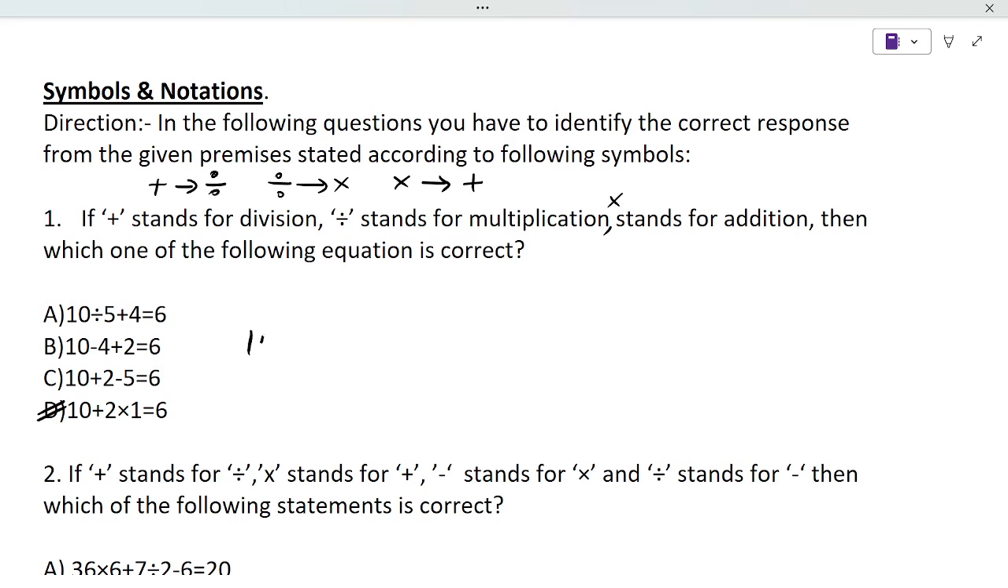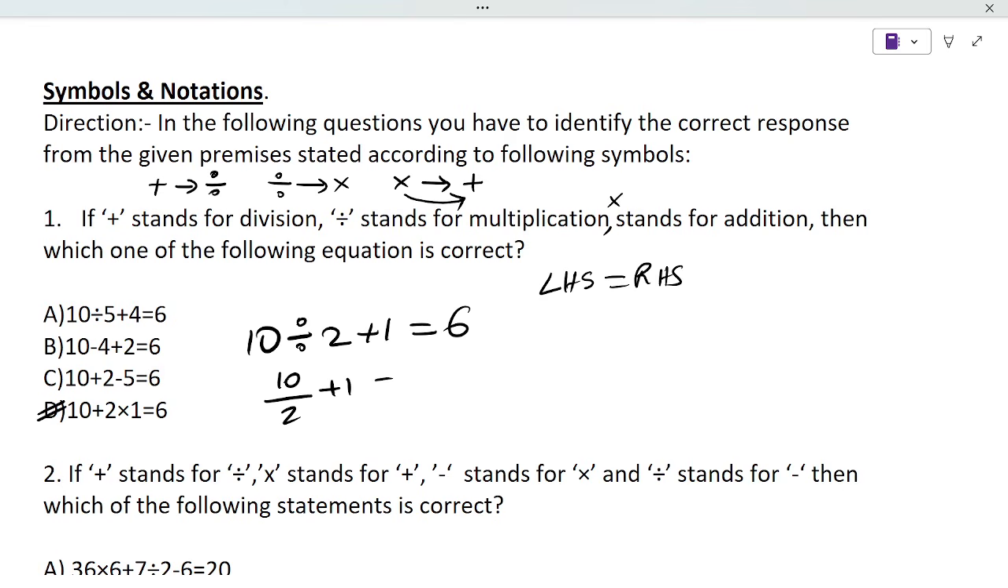Right, then a plus needs to be changed to division, so 10 divided by 2, and the multiplication needs to change into plus, so plus 1 is equal to 6. We have to check whether the left hand side equals the right hand side. So here 10 divided by 2 plus 1 is equal to 6. 2 times 5 is 10, so 5 plus 1 will be equal to 6. So here 6 is equal to 6, so option D will be the answer.